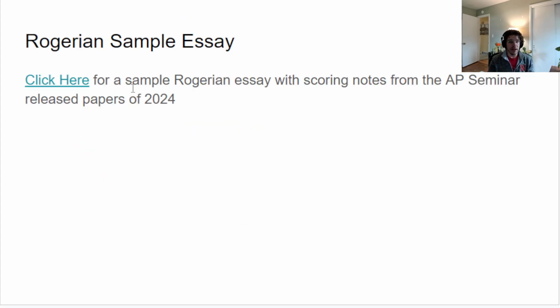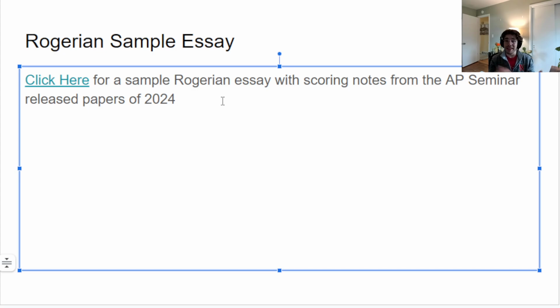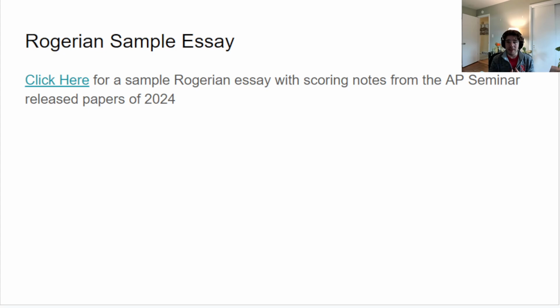Now, there is a pretty good essay that was actually just released from last year, a Rogerian essay. And so this is a pretty good sample if you want to take a look at that. Again, this is going to be an AP Seminar release paper, meaning that it has scoring notes attached to it as well. So if you find something interesting, you see something successful, steal it for yourself. Copy that same format and apply your own information to that format. See what works, adapt, and change as you need to. That is our Rogerian argument.